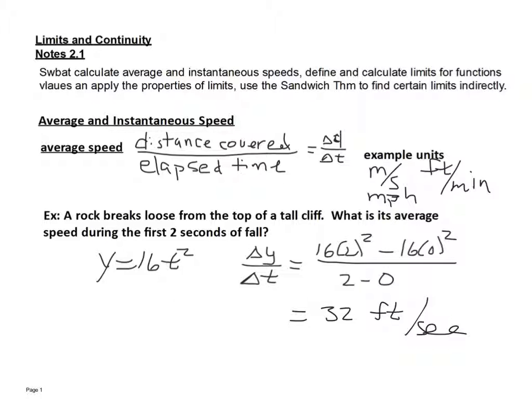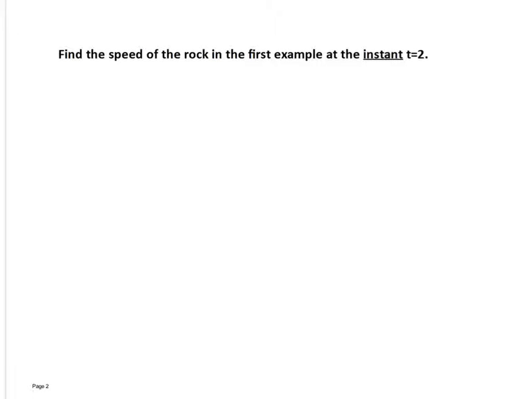But the next is a little bit different. So what if we need to find the speed of the rock at exactly 2 seconds? How do we do that? We don't have the tools right now to do anything but average speed. So we're going to use that concept to do it. So remember, for average speed, we said we needed to have the change in distance over the change in time.